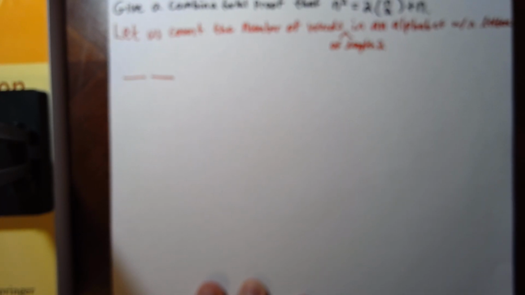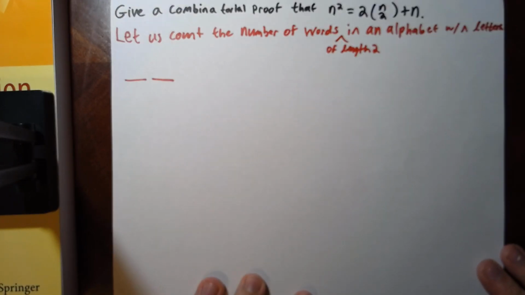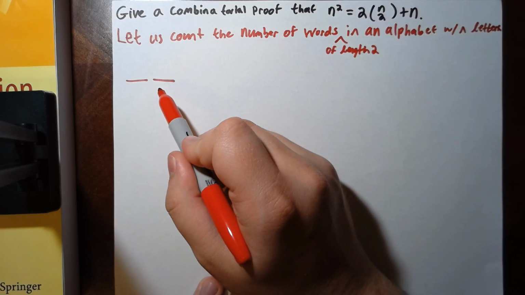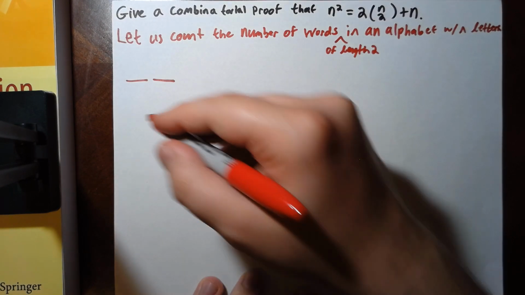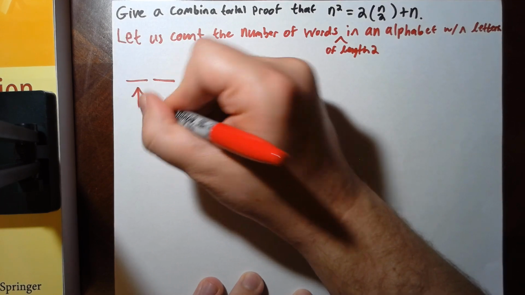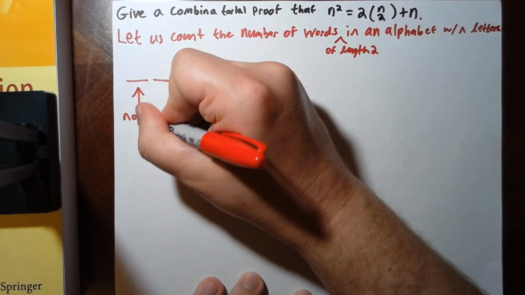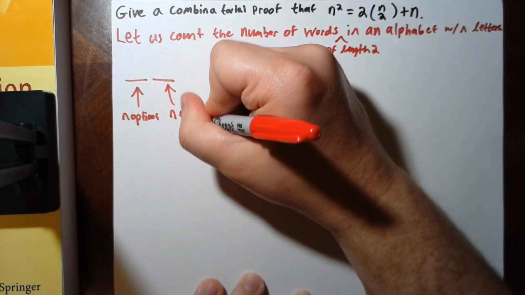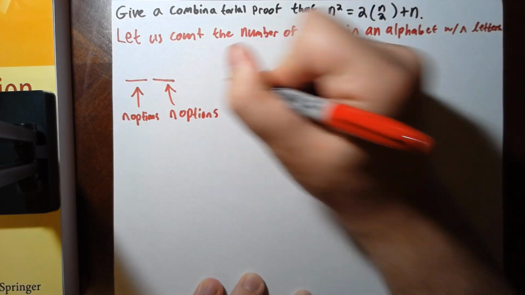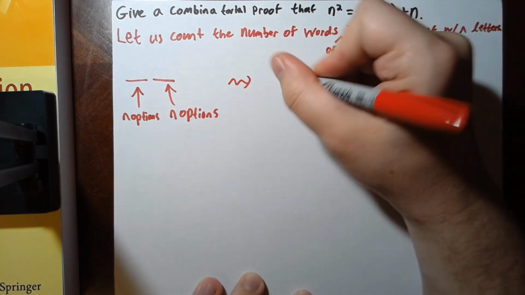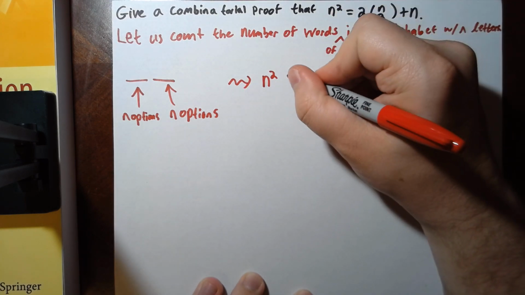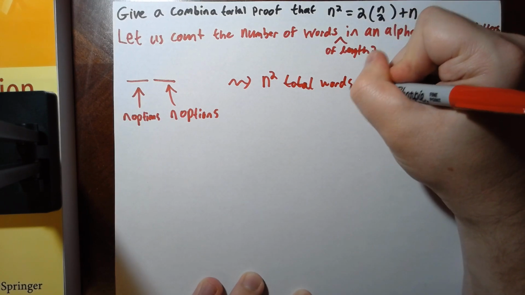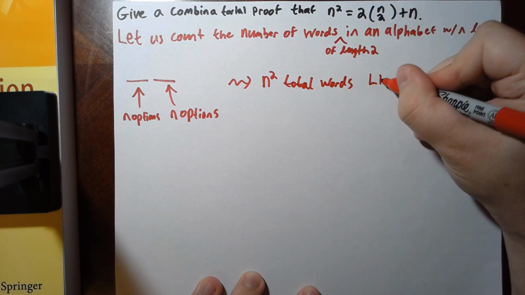Okay, there we go. So I'm looking at words of length 2. And the idea is, well, I have n options here for what the first letter is, and n options here. So this will give me n squared total words. So this takes care of the left-hand side.